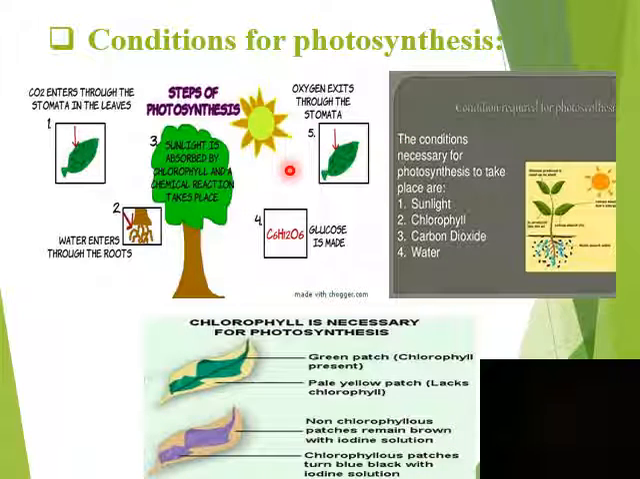What are the products? The plant will be able to produce glucose, which is C6H12O6, or starch, and it is going to release O2, oxygen gas, by the stomata. So the conditions that are necessary for photosynthesis to take place are sunlight, chlorophyll, carbon dioxide, and water.